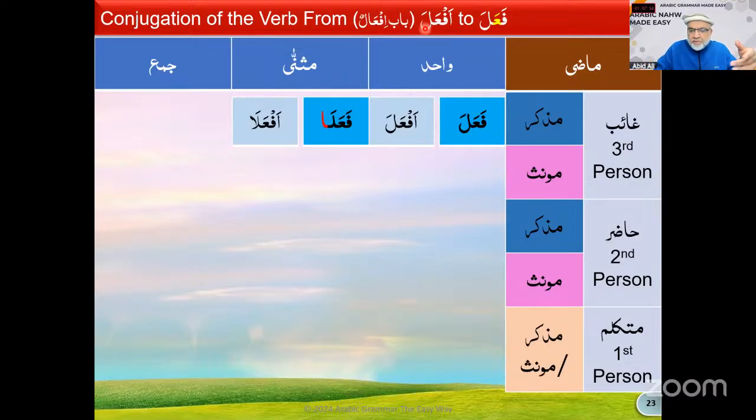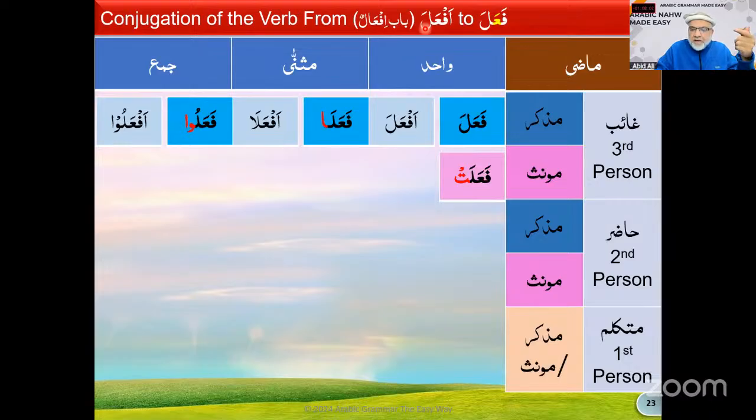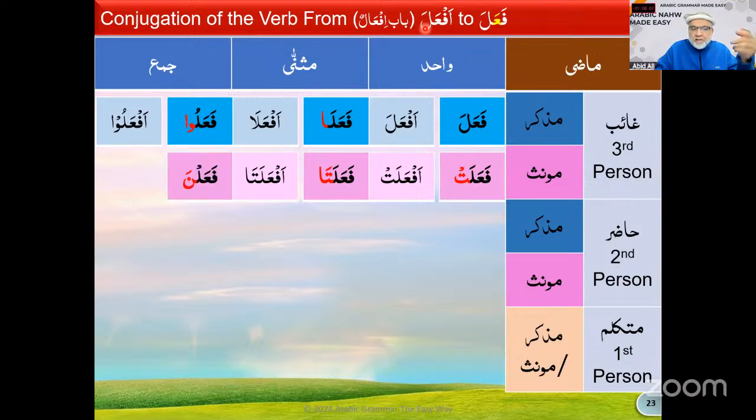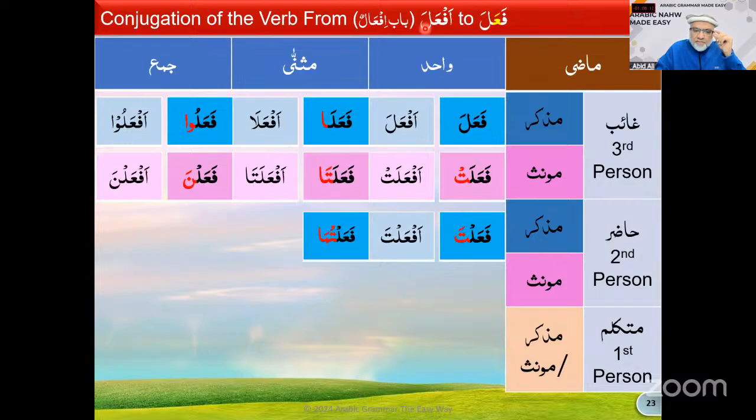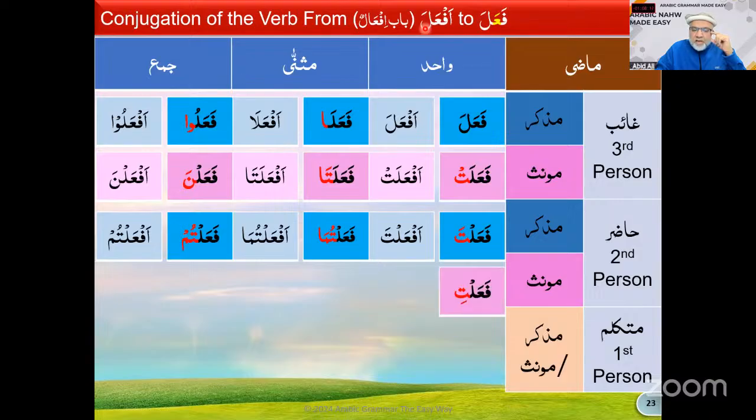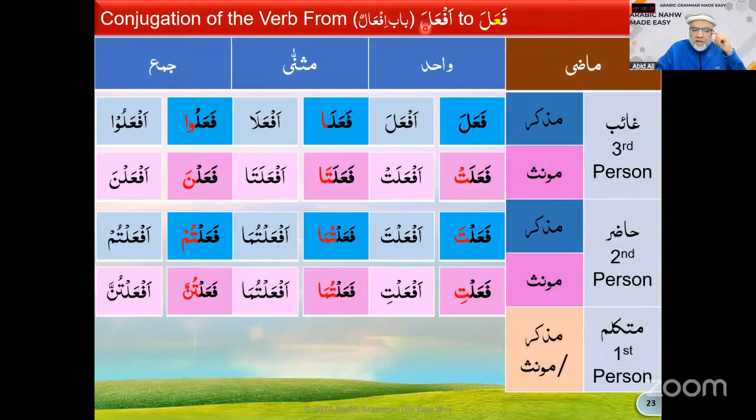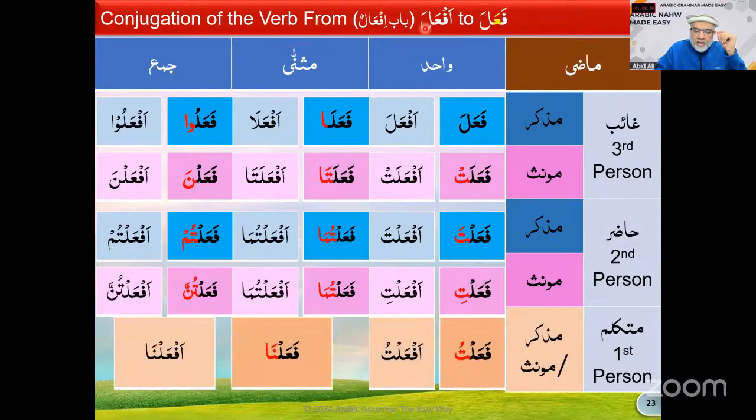So Fa'ala, Thulathi Mujarrad. Af'ala, Thulathi Mazeed Feeh. Fa'alu, third siga, Af'alu. Fa'alat, Af'alat. Fa'alata, Af'alata. Fa'alna, Af'alna. Fa'alta, Af'alta. Fa'altuma, Af'altuma. Fa'altum, Af'altum. Fa'alti, Af'alti. Fa'altuma, Af'altuma. Fa'altunna, Af'altunna. Fa'altu, Af'altu. Fa'alna, Af'alna. Right?